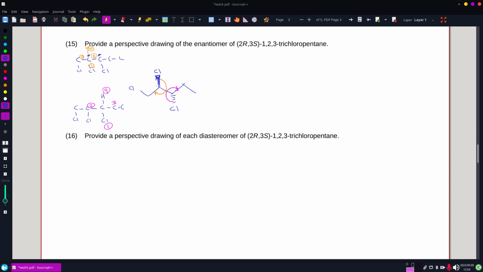All right, now this is not what I want. I actually drew the actual 2R,3S. So to get this to be its enantiomer, put those there, and I just reverse those 2 locations.